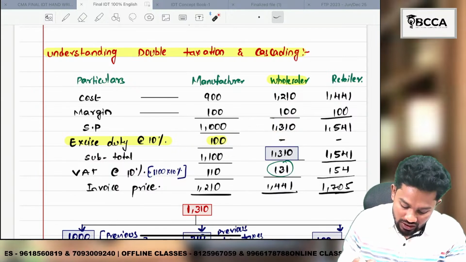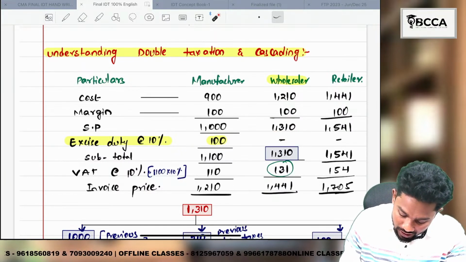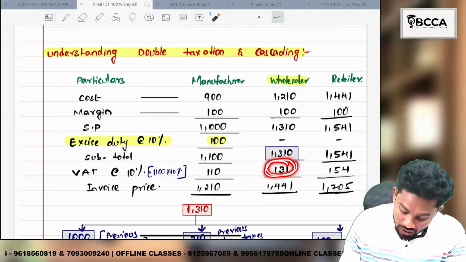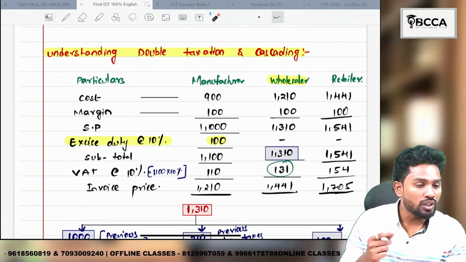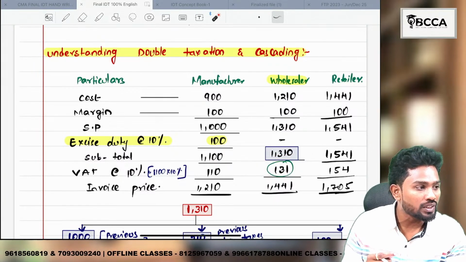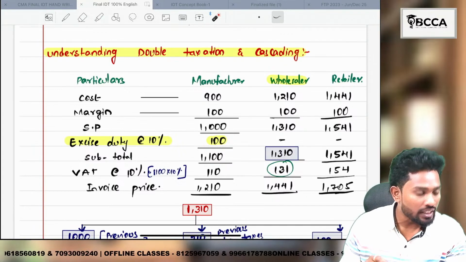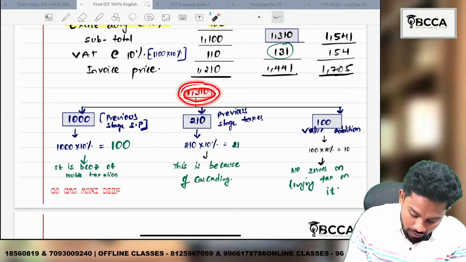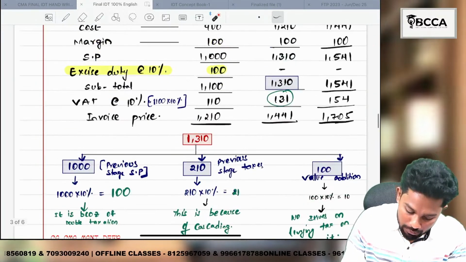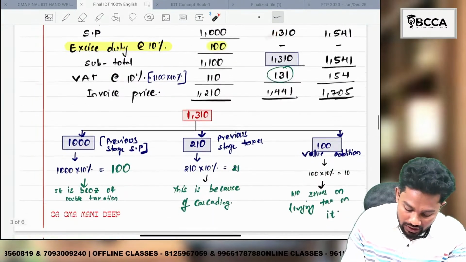In this 1310, if VAT is levied again at 10 percent, in this 1310 there is a part relevant to double taxation and there is a part relevant to the cascading effect as well. So see here, 1310 is the selling price here. How did we arrive at this 1310?